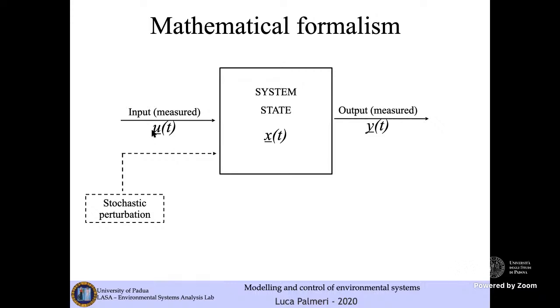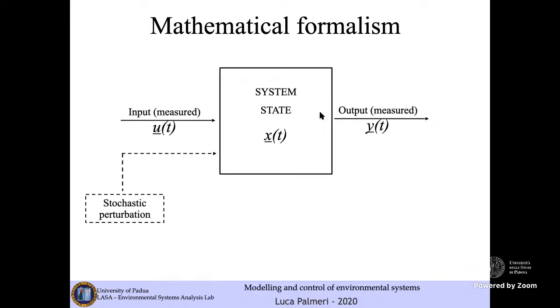Inputs that are measured are what we have called up to now the forcing function, a vector of inputs acting on the state, changing the system state, which is described by the vector of state variables, and then the output, which is again measured, the result of the solution of my system of ordinary differential equations.